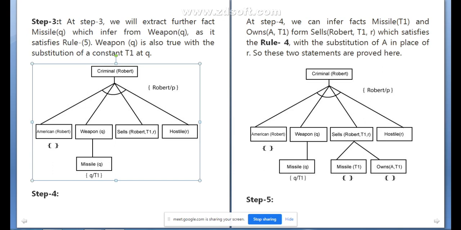So from these particular facts we infer these two facts, and we are trying to show that all the facts are true, and when we show that all the facts are true, then we automatically reach our goal statement, that is our backward chain.